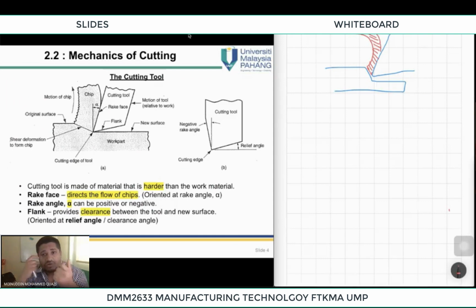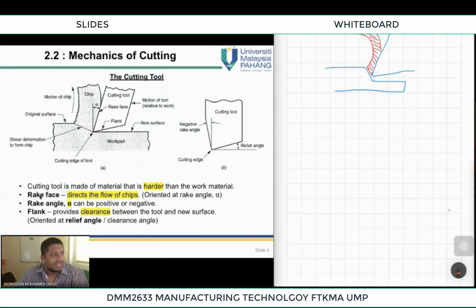Now that we know how chips are produced and how shear planes are produced, let's proceed to what these angles are. So as I said earlier, the cutting tool is made of material that is harder than the workpiece. Obviously, if my workpiece is harder and my cutting tool is softer, then the cutting tool will break. If my workpiece is softer and my cutting tool is harder, then only it can cut. Okay, so that's very common sense. So the cutting tool is made of material that is harder than the workpiece.